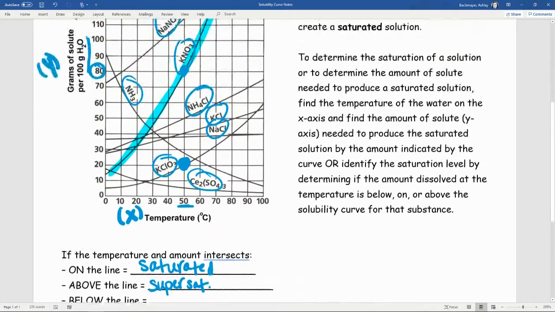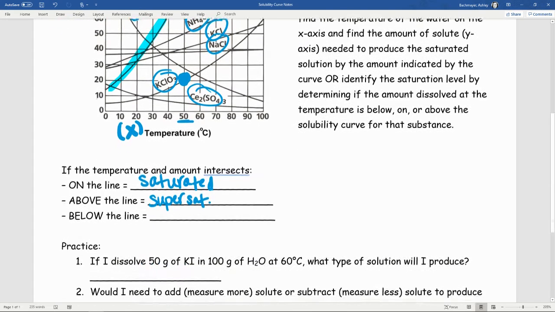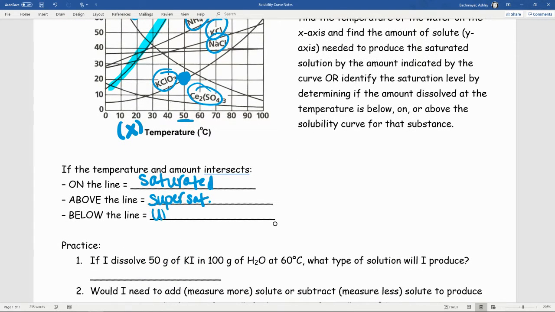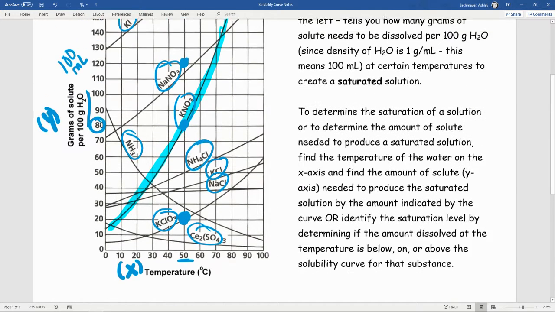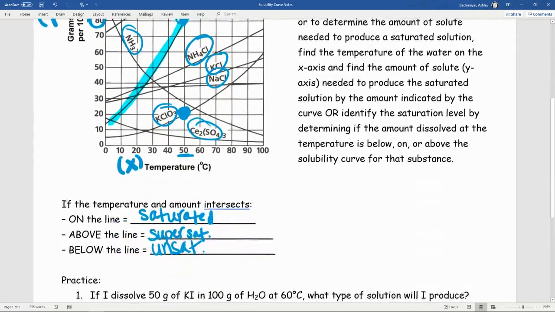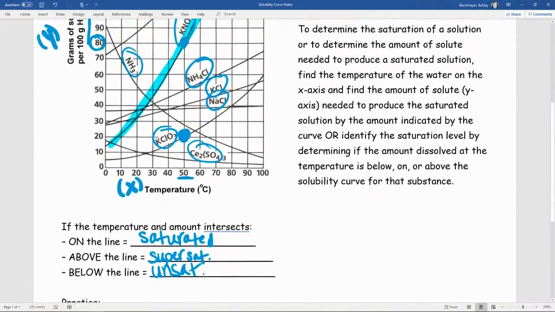Okay, so if we are below our saturation line, that is called an unsaturated solution. So I'm going to just call it unsat. Okay, so that's how you can determine whether you got a supersaturated, saturated, or unsaturated solution.